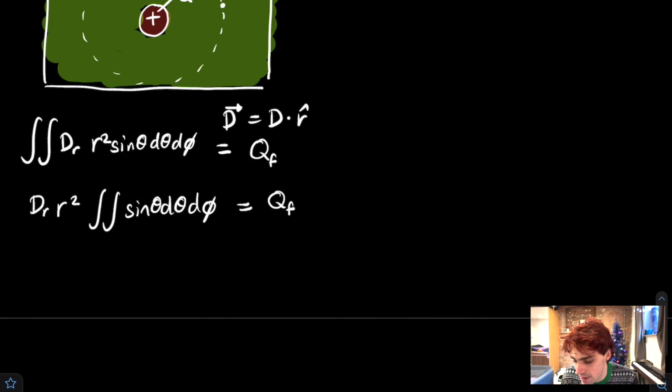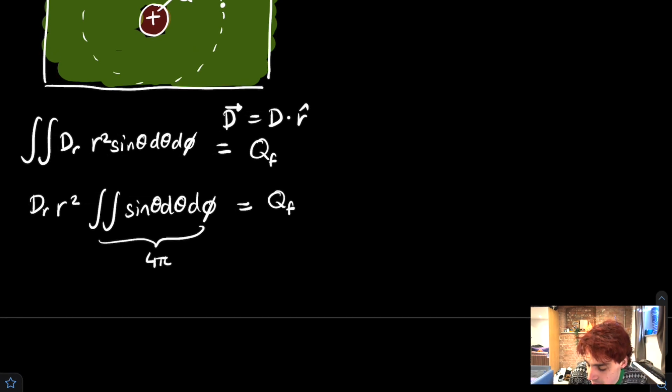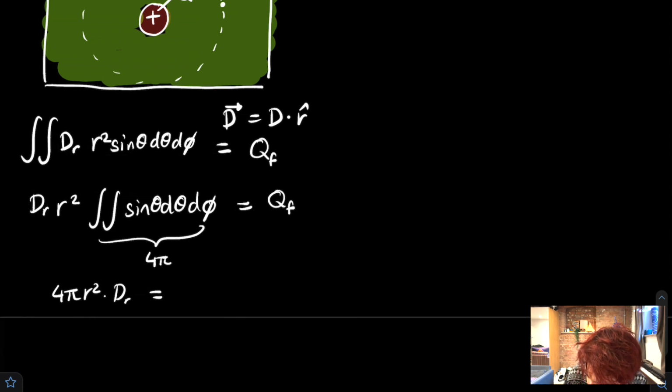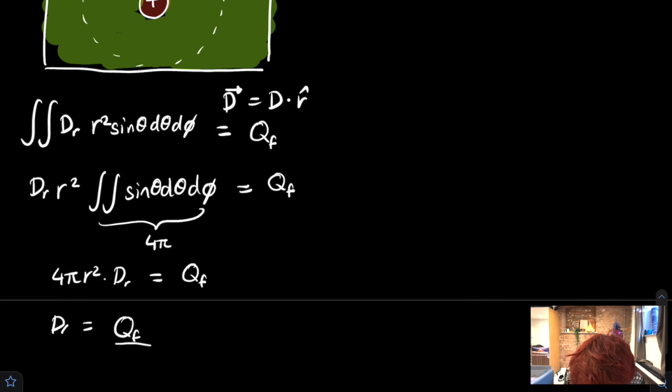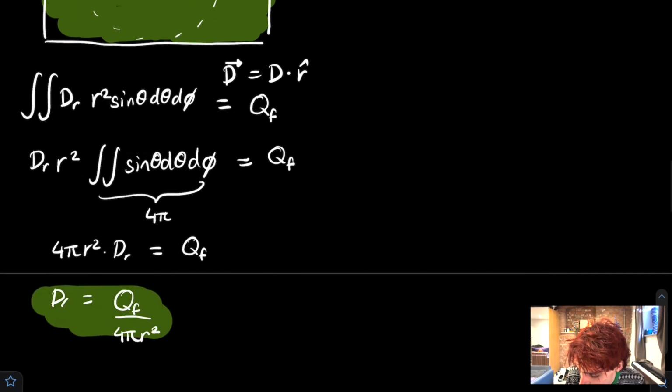The angles integrated across the entire surface of the sphere are just 4 pi. So once you've done all the integration, you've done all the limits and stuff, you simply get 4 pi. So you're going to get 4 pi r squared times d in the r direction is equal to the free charge. And therefore dividing everything by 4 pi r squared, you're going to get that dr is equal to the free charge divided by 4 pi r squared. And there we go, that is our electric displacement right here.